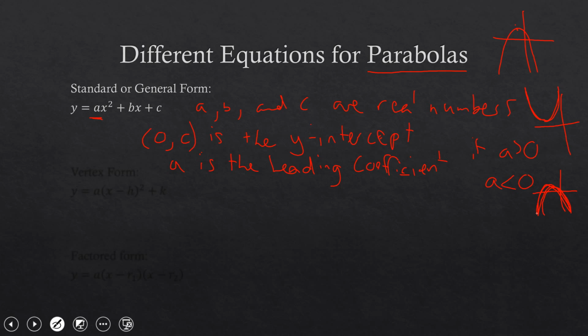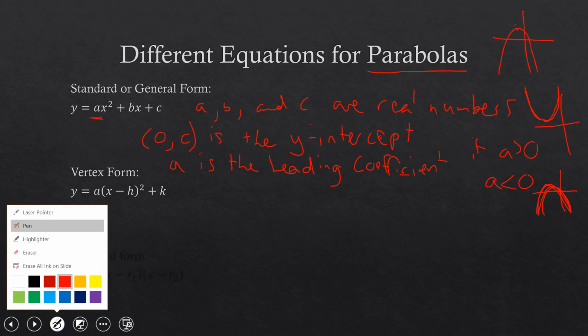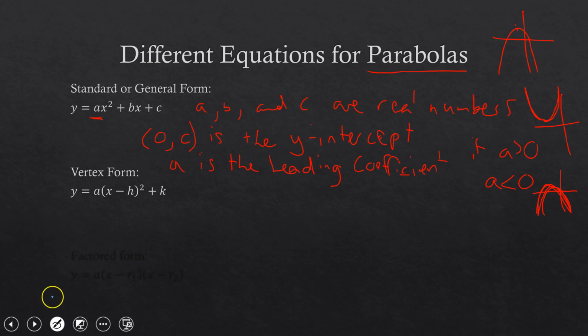So, okay, let's look at the next form, vertex form. This one is a handy one for telling you where the vertex is. Remember I said the vertex is this point where it's either at the top of the parabola or at the bottom. It's the point where the parabola stops curving and it's just going to bottom out or hit the top of the hill.